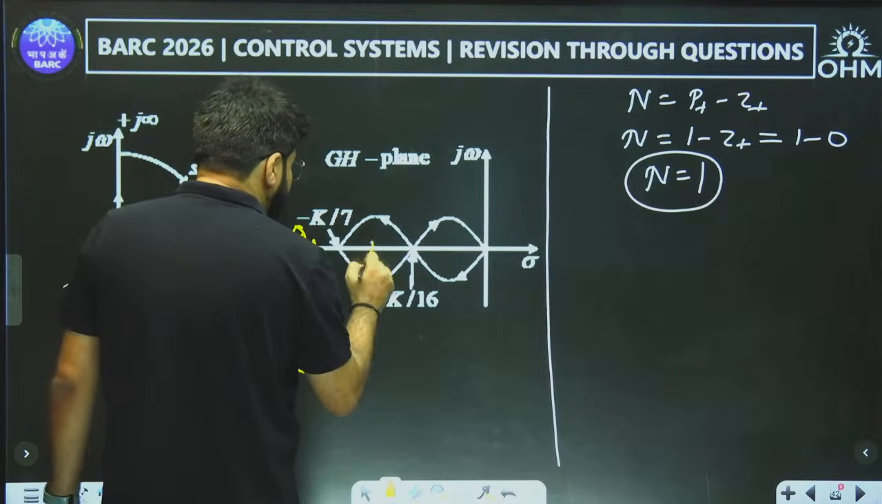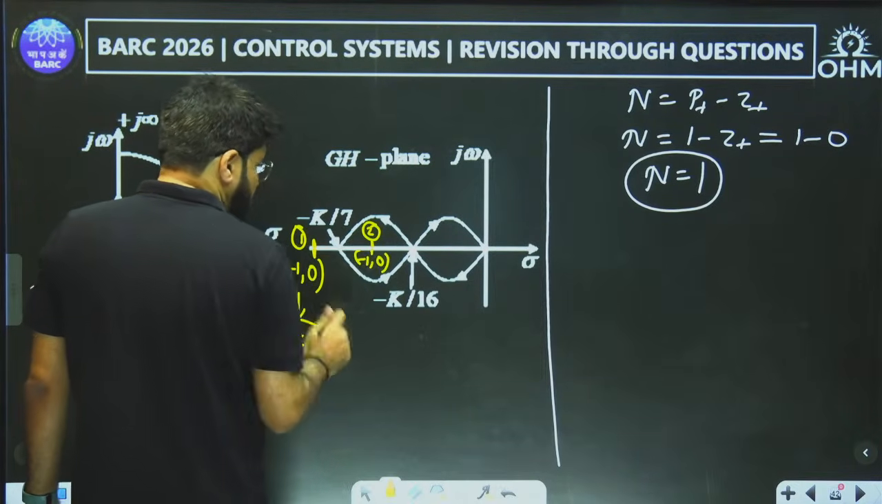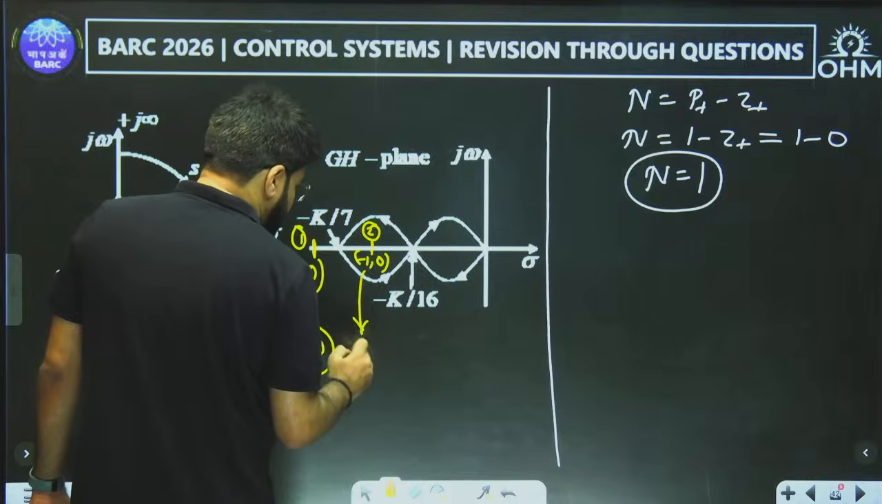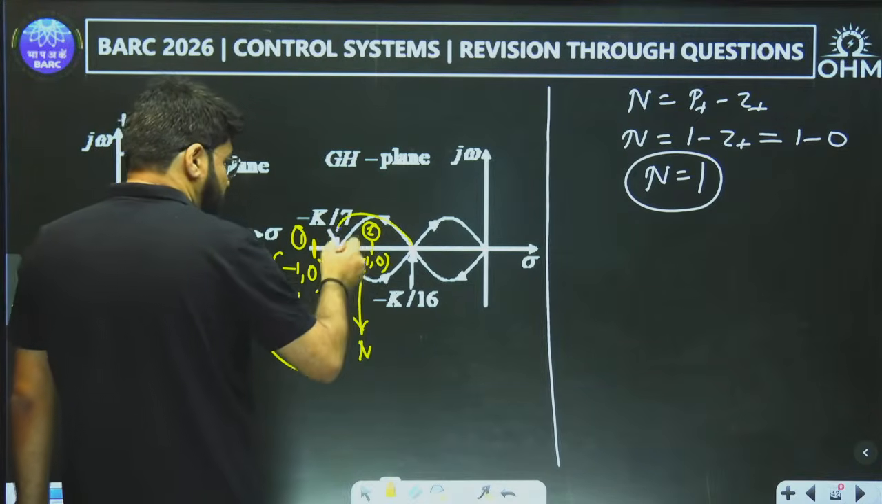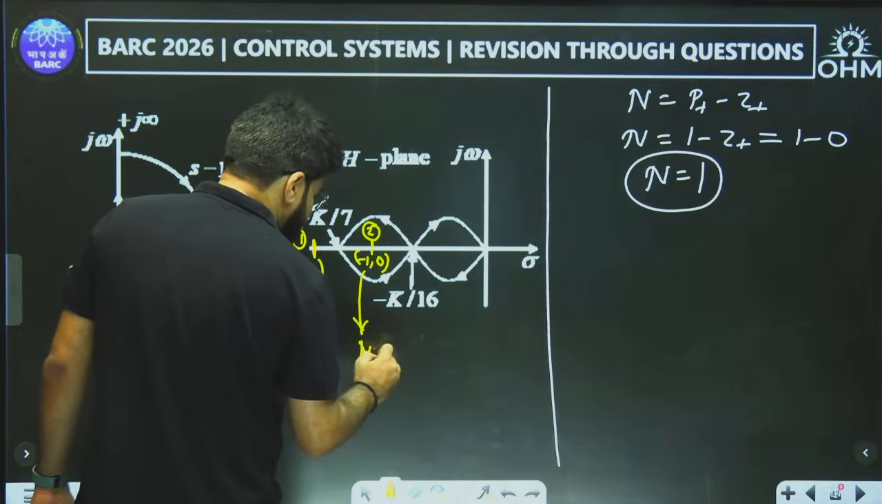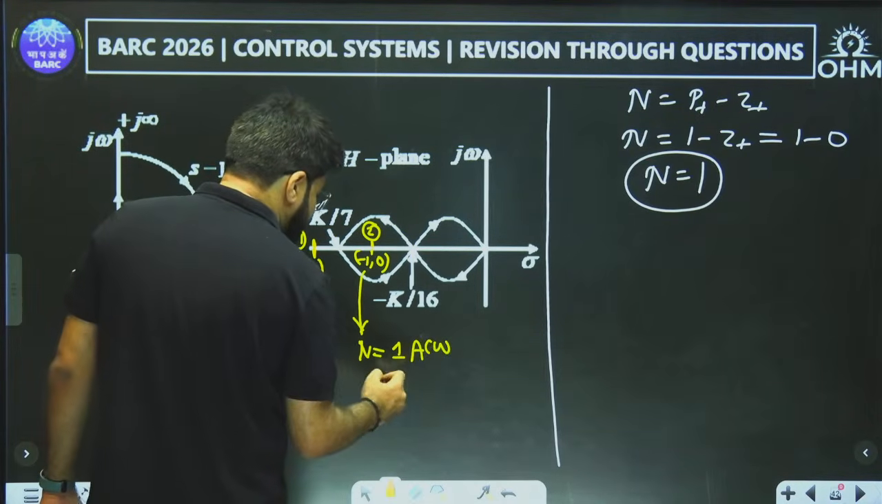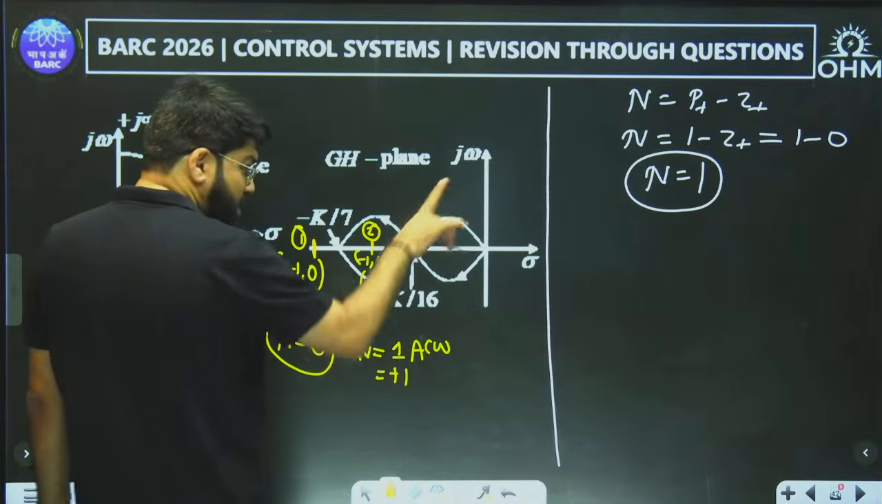Second case, minus 1 comma 0 inside this loop. Now inside this loop, what is the number of encirclements? Very clearly you see one encirclement. Which direction? Sorry, this was anti-clockwise. One anti-clockwise, and anti-clockwise means positive direction. So N is 1. That is what I want.